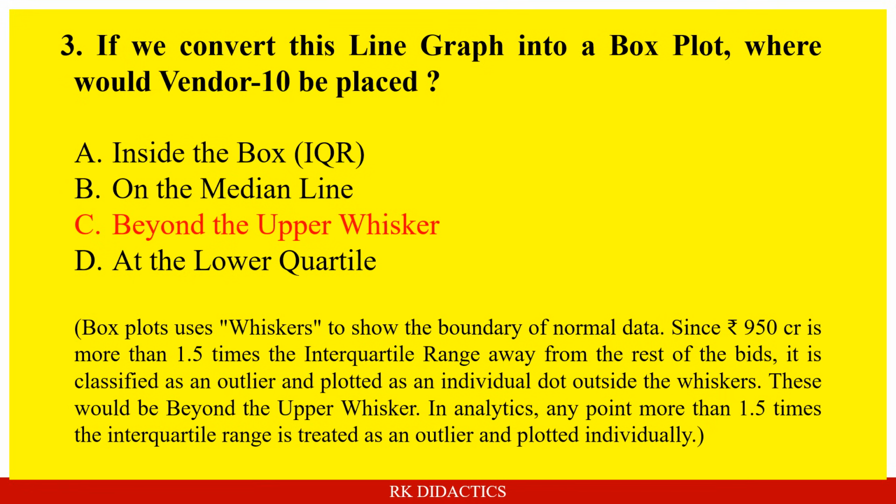So जो outlier है वो normally whiskers का अंदर नहीं रहता है, वो inner quartile से बाहर चला आता है. So this vendor 10 would be beyond the upper whisker, and in analytics any point more than 1.5 times the inner quartile range is treated as an outlier and plotted individually. So जो vendor 10 का जो value है वो inner quartile area में नहीं रहेगा, it will stay beyond the upper whisker because उसका rate इतना ज़्यादा है कि it is an outlier.